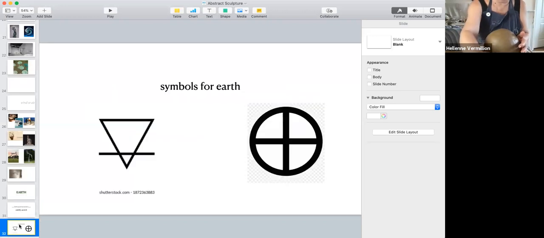And then I found out that in alchemy, the symbol for Earth is an inverted triangle with a line going across it. But what the astronomers use for the symbol of planet Earth is a circle with a cross in the middle.